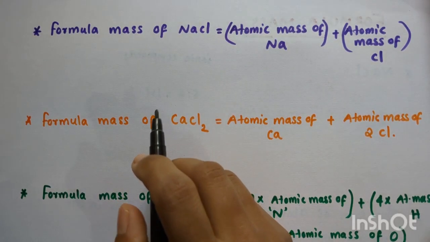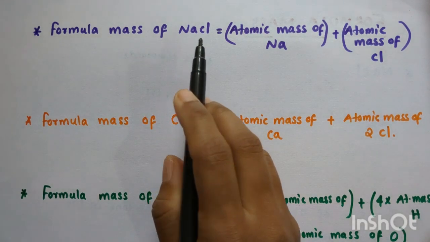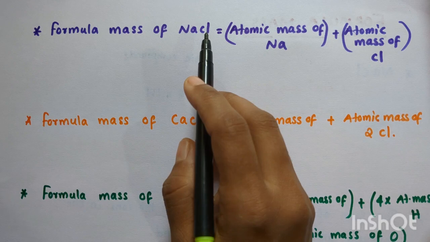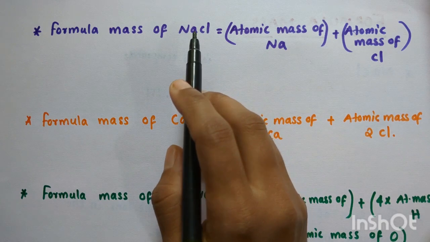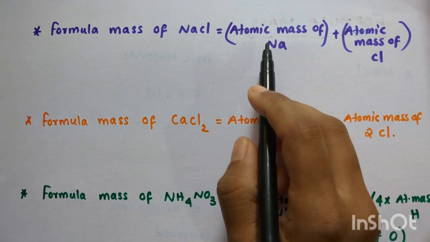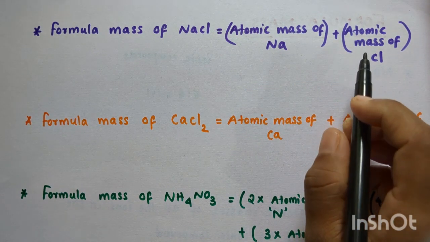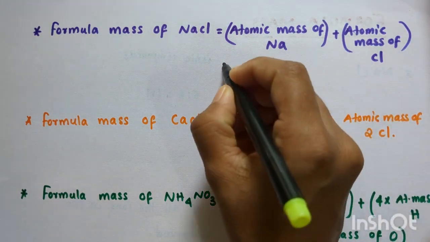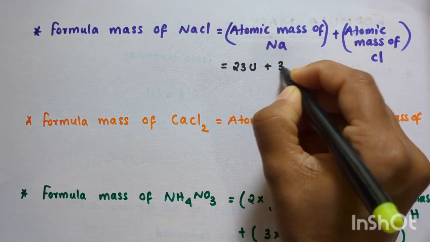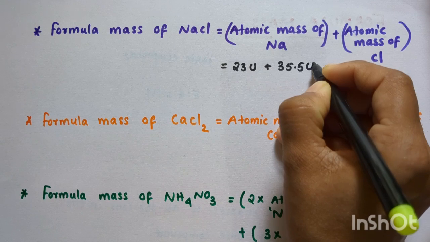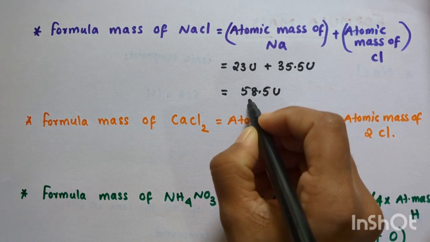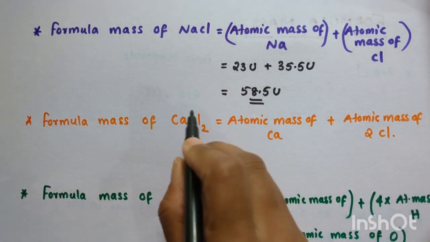Now, let us see how to find out the formula mass of sodium chloride. You see, in sodium chloride, we have one sodium and one chlorine. So the formula mass of sodium chloride will be equal to atomic mass of one sodium plus atomic mass of one chlorine. Atomic mass of one sodium is 23 u, plus atomic mass of one chlorine is 35.5 u. When you add these two, you will get 58.5 u. So this is the formula mass of sodium chloride.